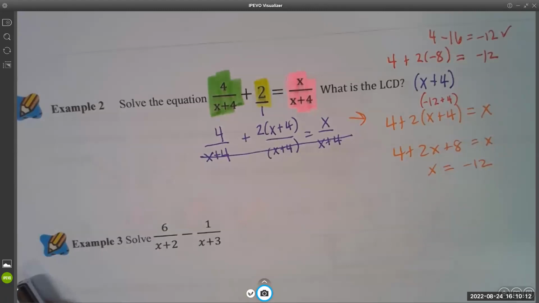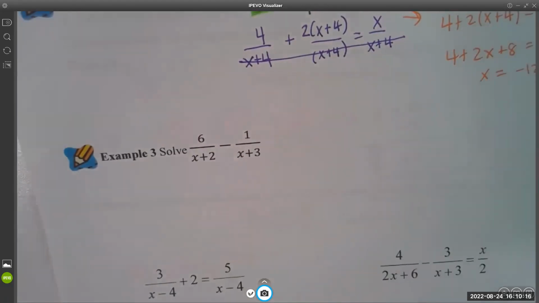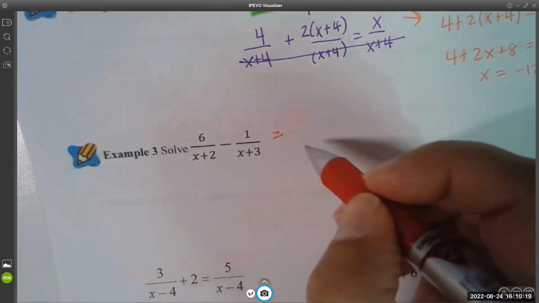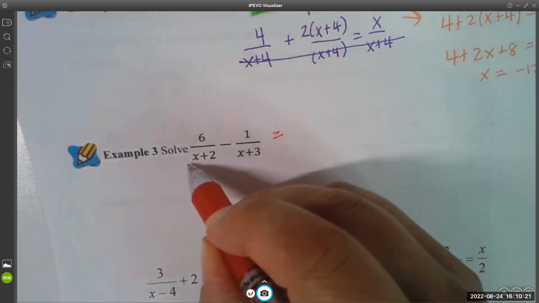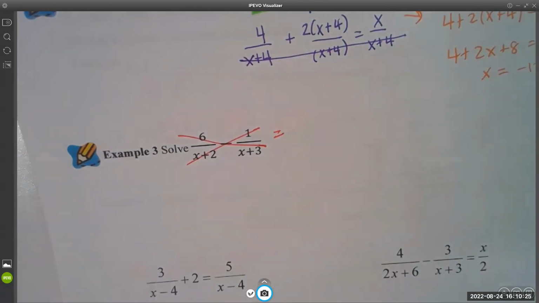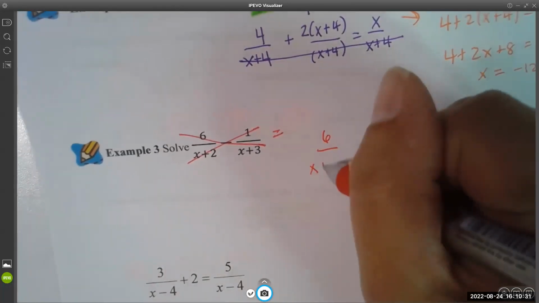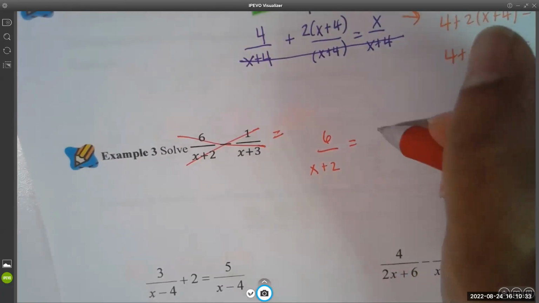Okay. I said I was going to do several examples, but it looks like I messed up example 3 because I didn't make it equal to anything. So that was my mistake. Actually, I could use this as an opportunity to talk about what happens if you have a proportion.